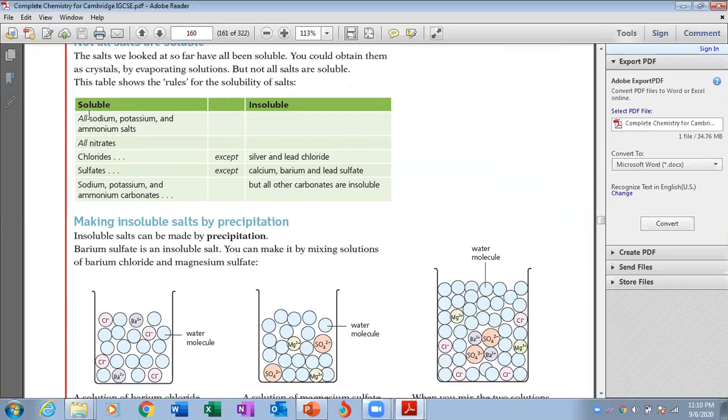Like the soluble salts: all group 1 salts are soluble, all ammonium salts are soluble, all nitrate salts are soluble, all chloride salts are soluble except silver chloride and lead chloride. All sulfates are soluble except calcium, barium, and lead sulfate. All sodium, potassium, and ammonium carbonates are soluble. But other than that, all other carbonates are insoluble.